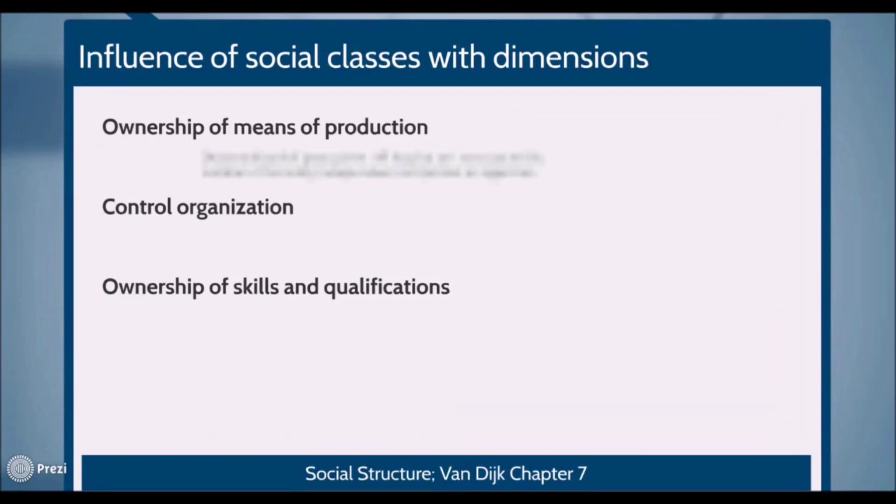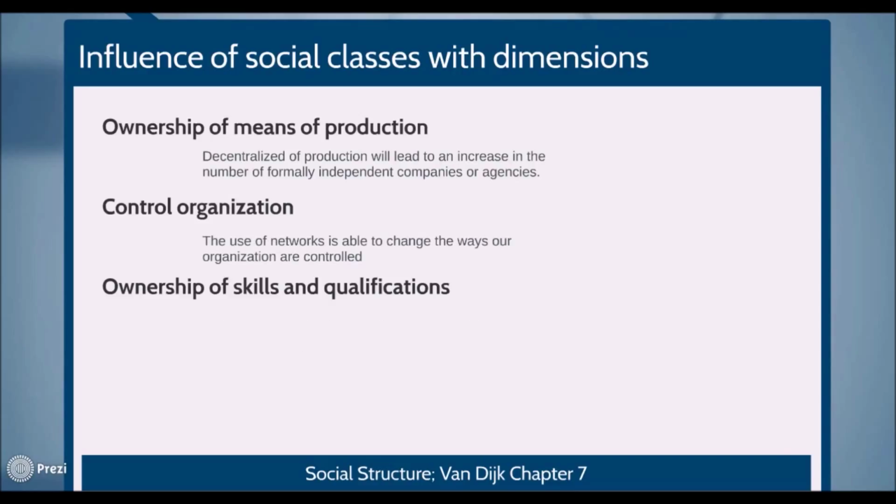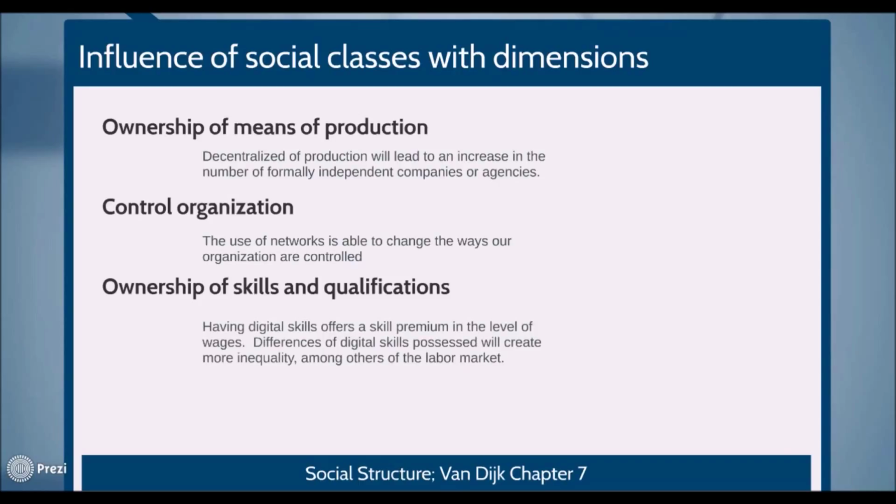Slide 13. Influence of social classes, with the dimensions of ownership of means of production, control organization, and ownership of skills and qualifications. Ownership of means of production means decentralization of production will lead to an increase in the number of formally independent companies or agencies. Control organization: use of networks is able to change the ways organizations are controlled. The last one, ownership of skills and qualifications, means having digital skills, which offers a skill premium in levels of wages. Differences in digital skills possessed will create more inequality in the labor market.